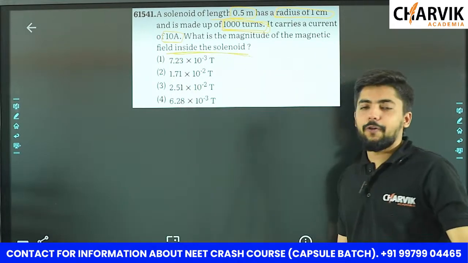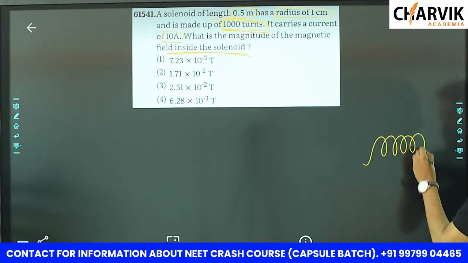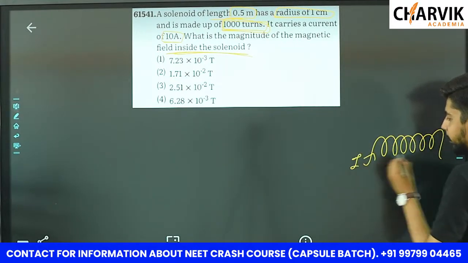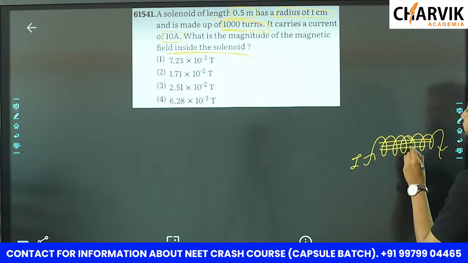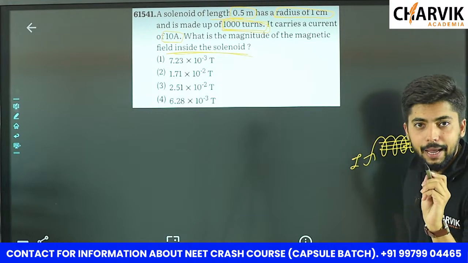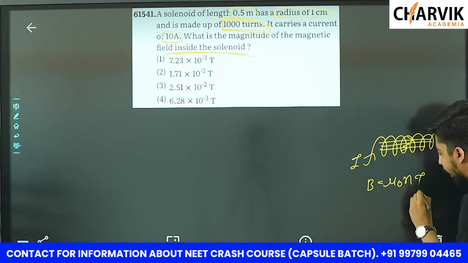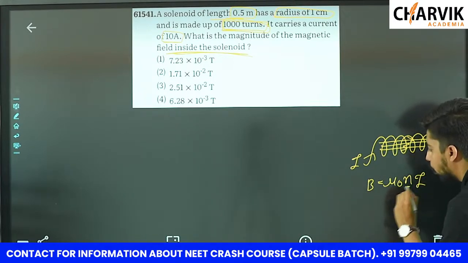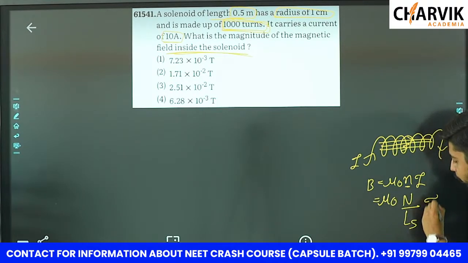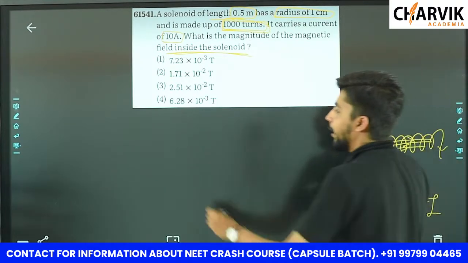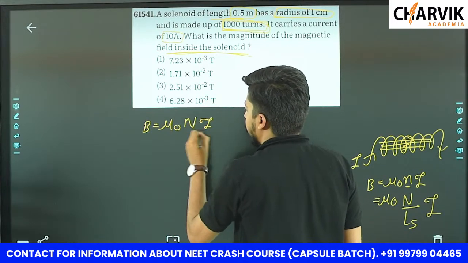There is a formula for the magnetic field inside the solenoid. What is the formula? If you have a solenoid and current I is passing through the solenoid, the magnetic field inside the solenoid, which is a uniform magnetic field, is B equals mu naught into small n into I. Now, what is small n? Small n is the total number of turns divided by the length of the solenoid. So the formula is B equals mu naught into total number of turns into current divided by length of the solenoid.